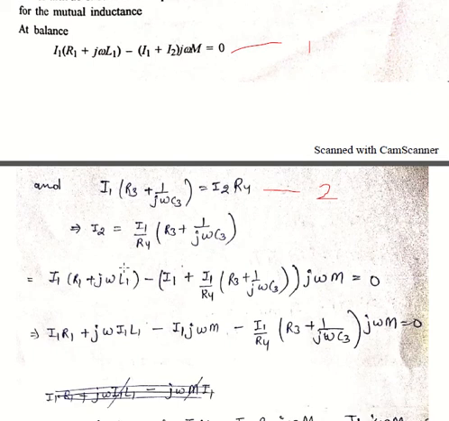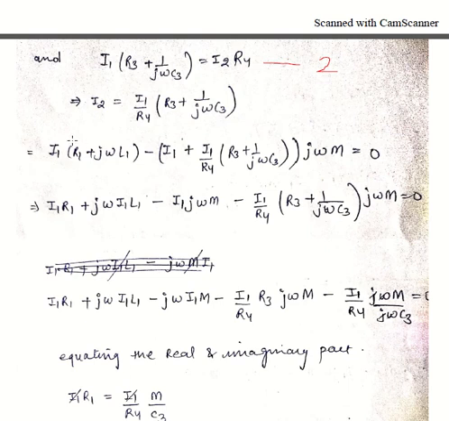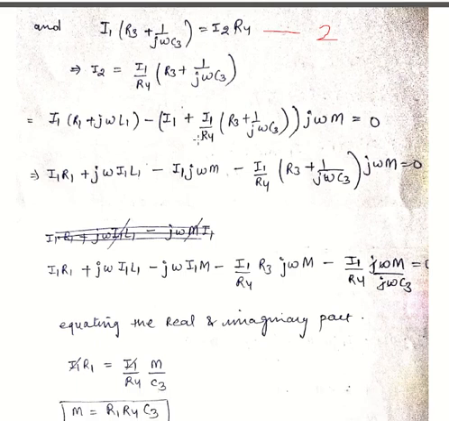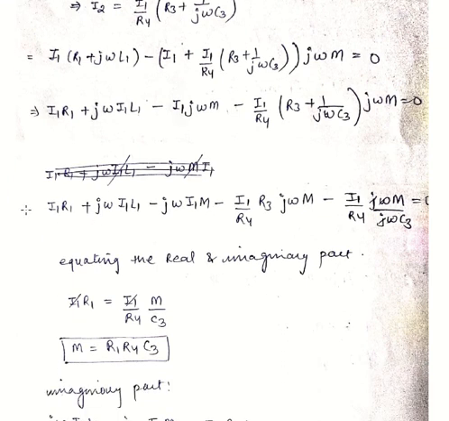Okay. Now from equation 2 we are substituting the value of I2 in equation 1. So by putting the value of I2 in equation 1, we are having the equation like this: I1 in bracket R1 plus j omega L1, minus of I1 plus, substituting the value of I2, I1 by R4 in bracket R3 plus 1 by j omega C3 whole bracket, multiplied by j omega M. Now solving this part, we are expanding the equation, and finally we will get the equation further by expanding this term also. We are having the equation like this.